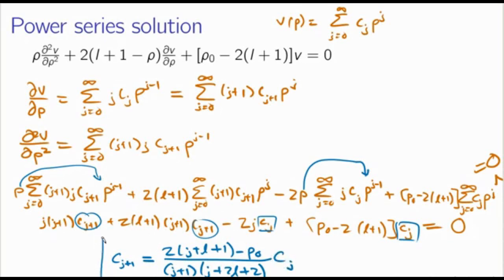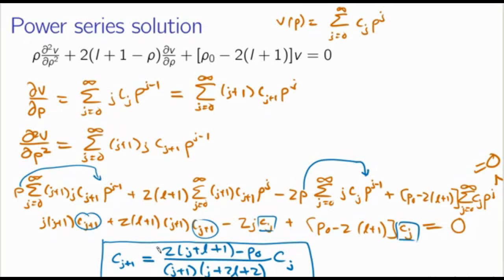And this is something that we can really work with in the context of power series. This is a recurrence relation: if I tell you c sub j, it tells you c sub j plus 1. So if I tell you c sub 0, for instance, the coefficient that's multiplied by rho to the 0th power in my power series representation of v of rho, that will tell me c sub 1. Knowing c sub 1, I can find c sub 2. Knowing c sub 2, I find c sub 3, etc.